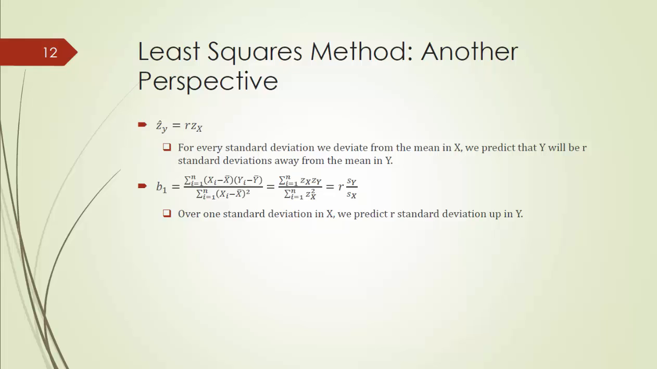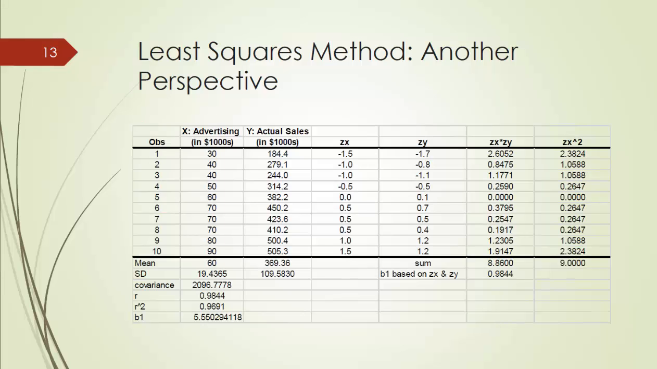Next, we'll demonstrate the result zy hat equals r times zx numerically with our sales versus advertising example. Based on the original data on x, advertising, and y, sales, we compute the mean, standard deviation, covariance, and correlation coefficient r. Pearson correlation coefficient r between x and y is simply equal to covariance between x and y divided by the product of standard deviations of x and y, which are denoted as sx and sy. In this case, r is equal to 0.9844. Recall that b1 is also equal to r times sy divided by sx. We can compute the value for b1, which is 5.550, identical to what we had a few slides ago.